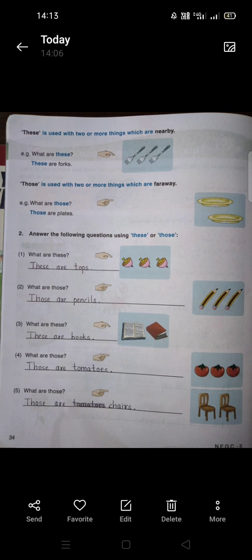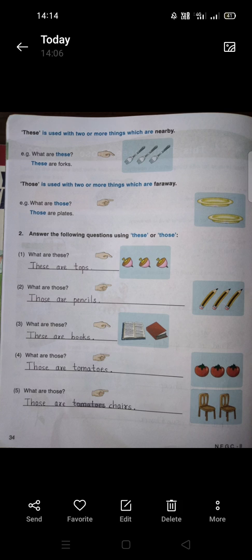Next, when are we going to use these? We are going to use these when many things, more than one thing, are near us. So, what is these? These are forks. How many forks can we see here? We can see that there are 3 forks. They are near us. That's why we are going to use these.